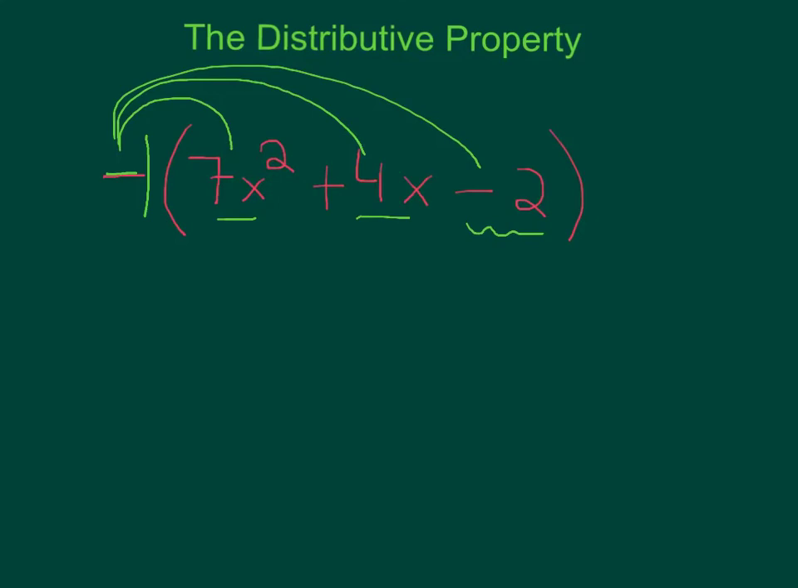All you're really doing is changing the sign. So it now becomes a -7x squared. This addition sign becomes a -4x. And then this subtraction sign becomes a +2.